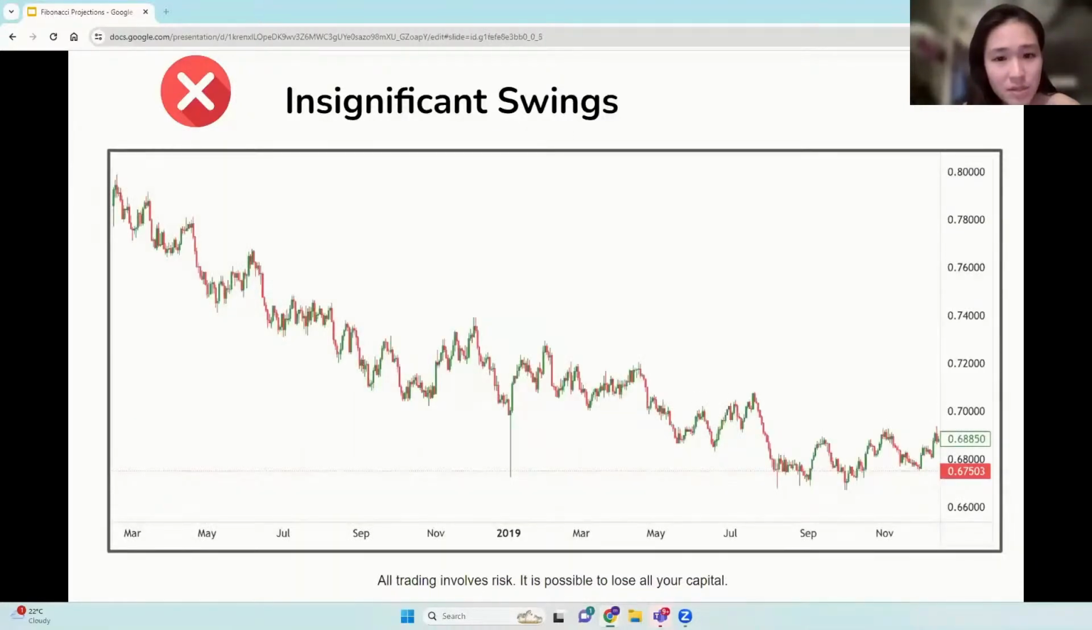Here's another incorrect example. You can see there isn't really any clear shape, even though the general trend is downwards, but there's no clear swing highs or lows. Price movement is also pretty small.